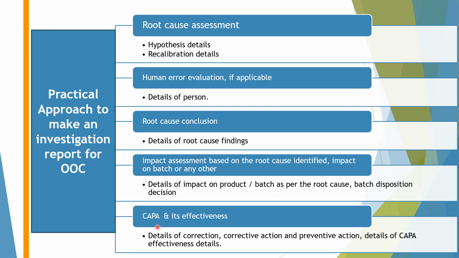Next is CAPA and effectiveness monitoring. So here you need to describe what corrective action and preventive action were taken based on the identified root cause, right? And also you need to open an effectiveness monitoring of this CAPA to check whether the CAPA taken is effective or not in the future, right? So such things you need to evaluate and define, right?